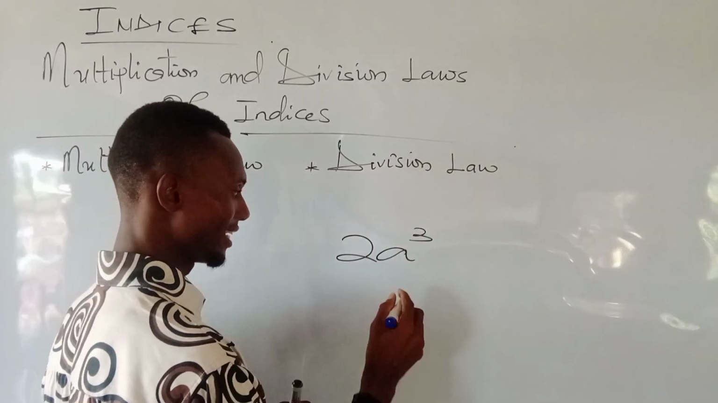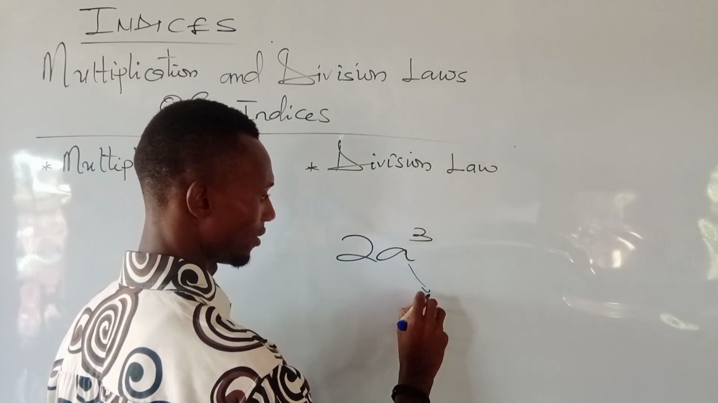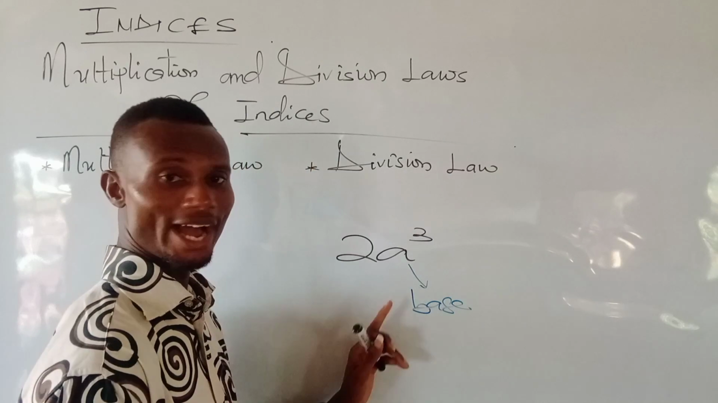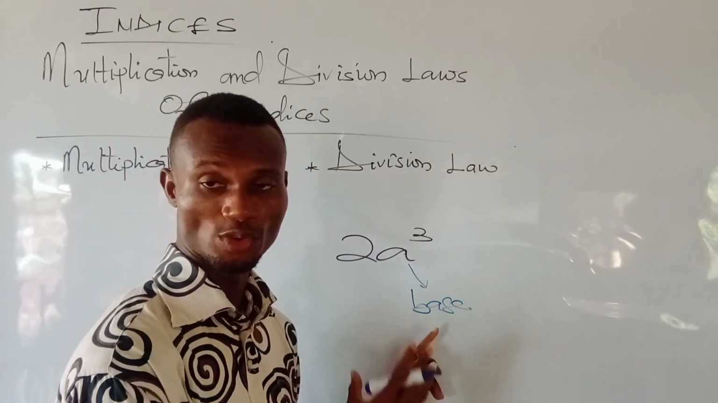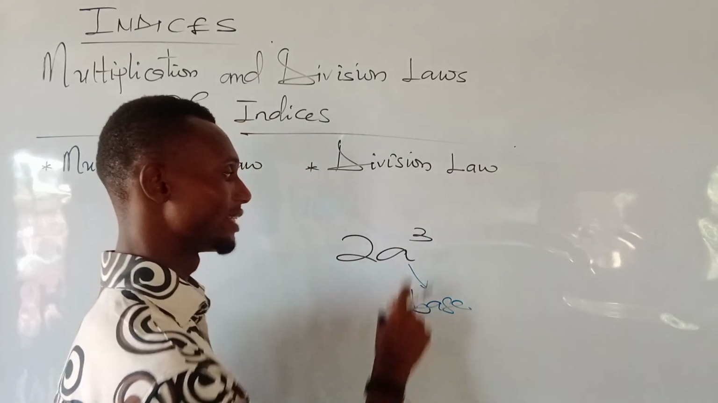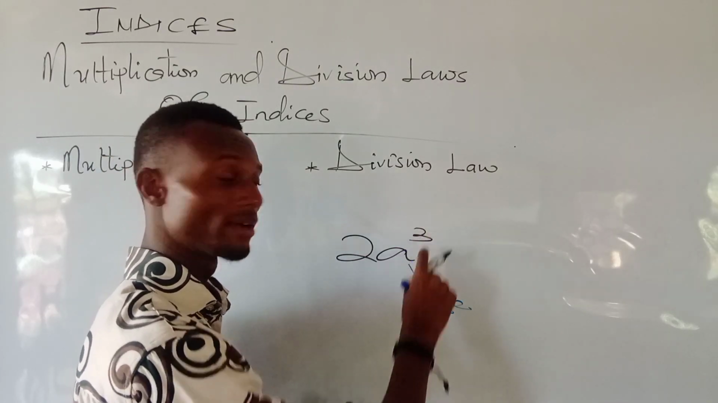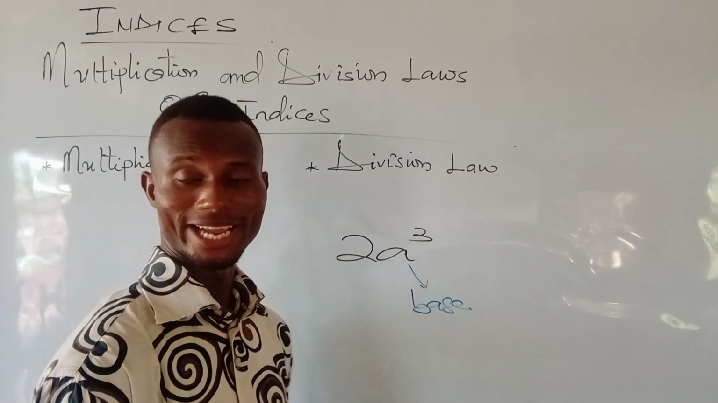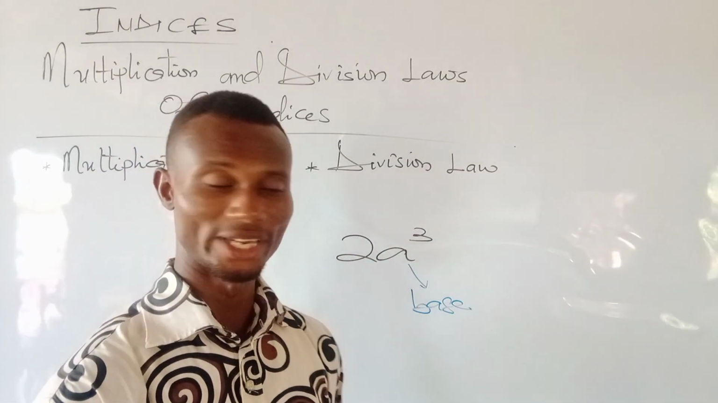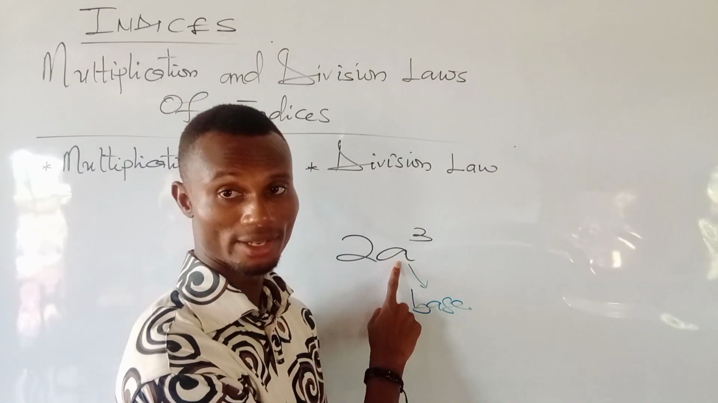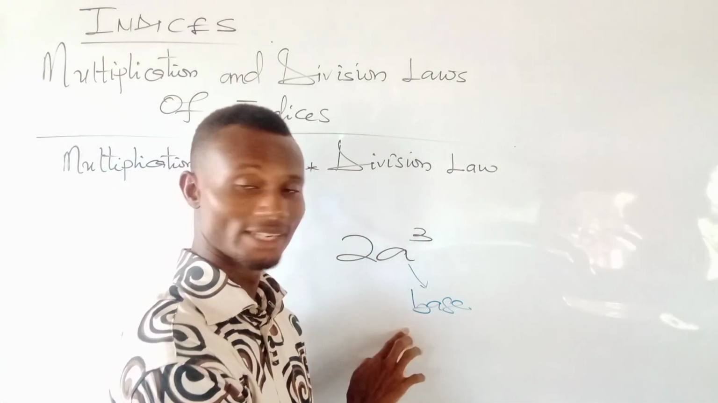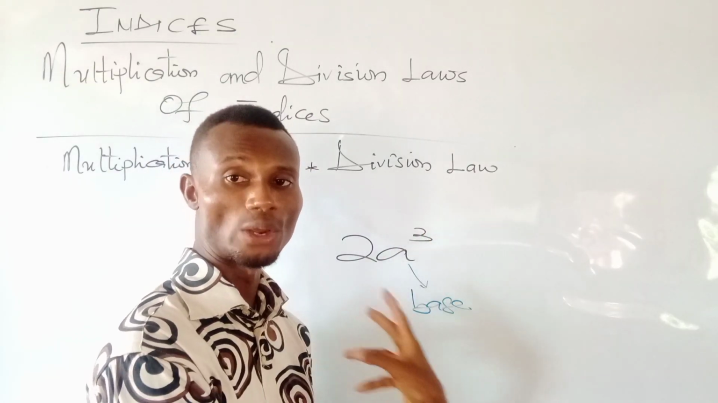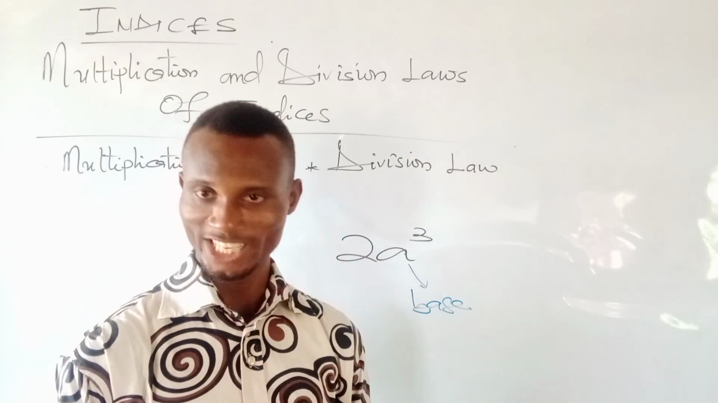So let me write it here. This is the base. So this is our base. Again, the variable here under the indices, we call it the base. Now the power here, the number which is on top of the variable, we call it the power or the exponent. I hope you are following. The variable under the indices we call the base, that's how I've written base there, and the number on top of the variable, we call it the power or the exponent.